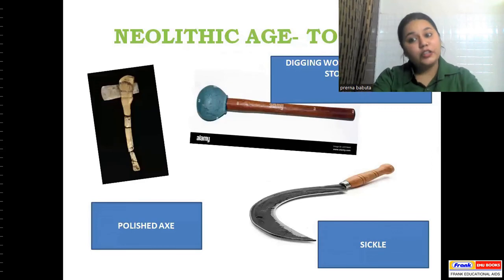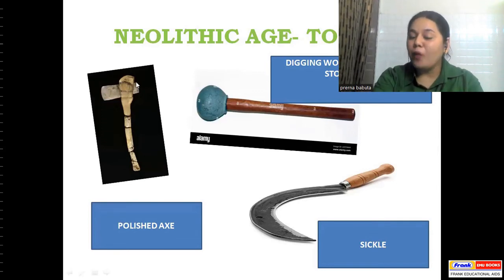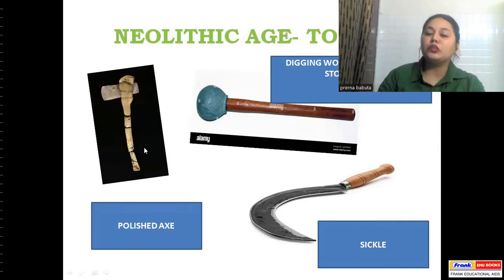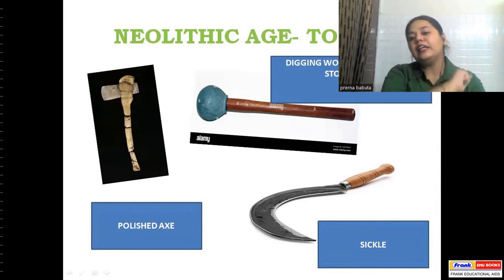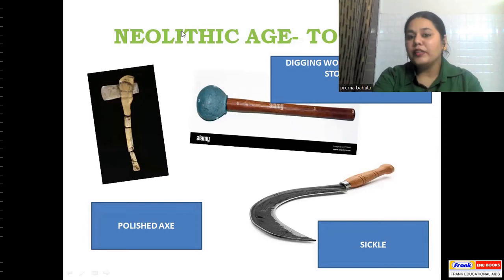Now, Neolithic age tools. We have discussed the tools of the Paleolithic age, and now we're talking about the tools of the Neolithic age. As you can see, a polished axe. This axe was probably stronger than the axe used by the man of the Paleolithic and Mesolithic age. Then a digging wooden stick with a stone mace head. You can see this image. And of course, a sickle.